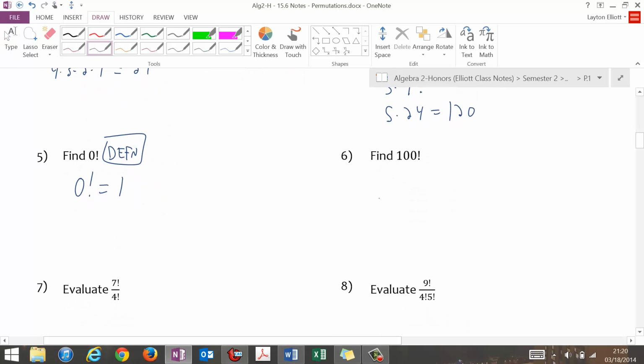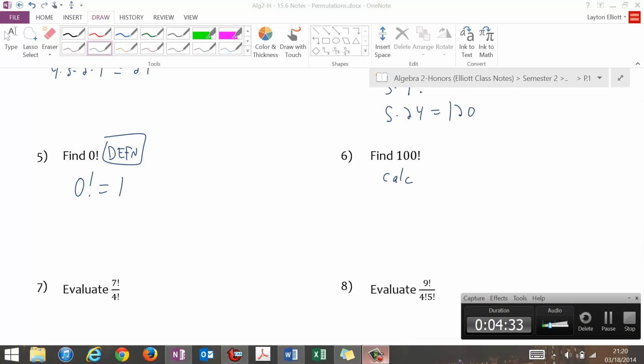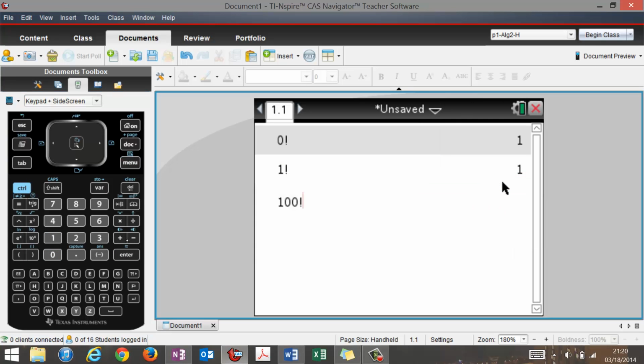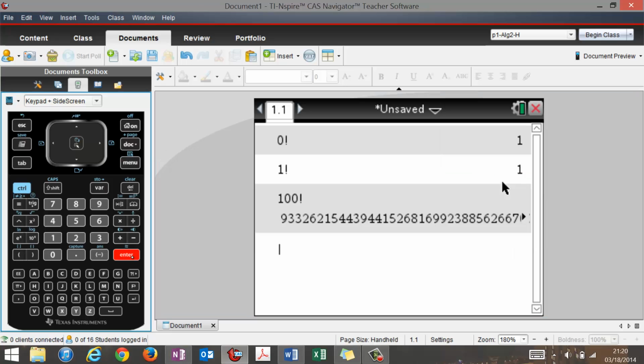100 factorial, I'm not going to write this all out. This one I'm going to go ahead and use a calculator. If I go to the calculator and try to plug in 100 factorial, wow, this one gives it. Okay, I'm going to pause this and show you something even neater.